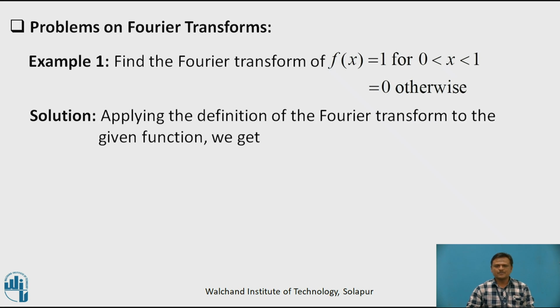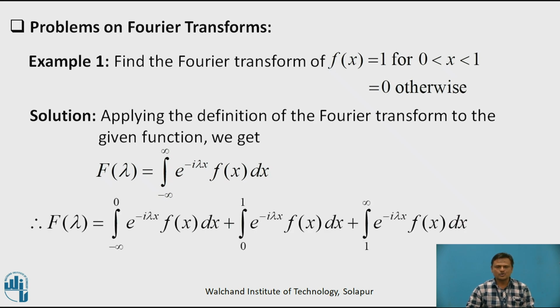For the solution of this problem, we will start by applying the definition of Fourier transform to the given function. We get F of lambda equal to integral from minus infinity to plus infinity e to the power minus I lambda x f of x dx. Putting the value of the function in this definition, we get F of lambda equal to integral from minus infinity to 0 e to the power minus I lambda x f of x dx plus integral from 0 to 1 e to the power minus I lambda x f of x dx plus integral from 1 to infinity e to the power minus I lambda x f of x dx.